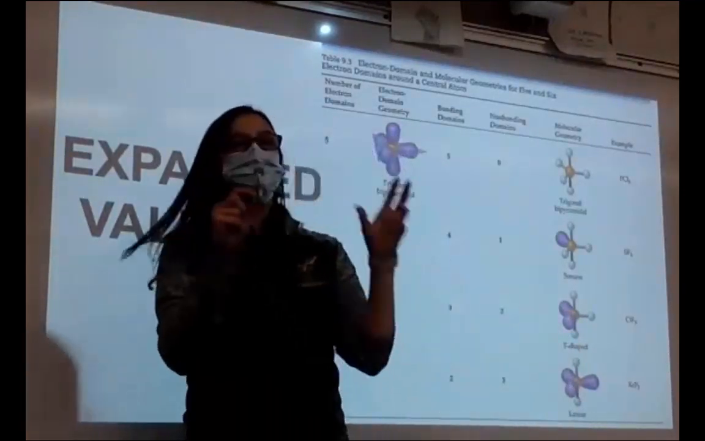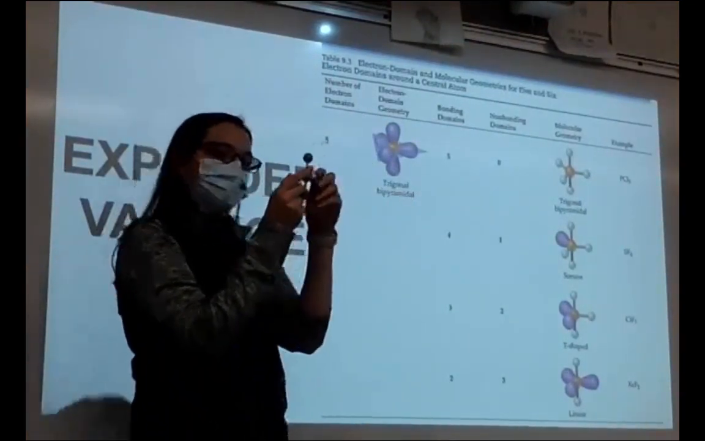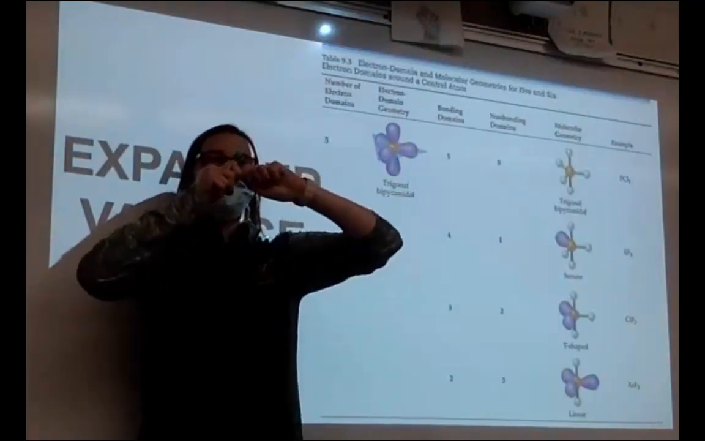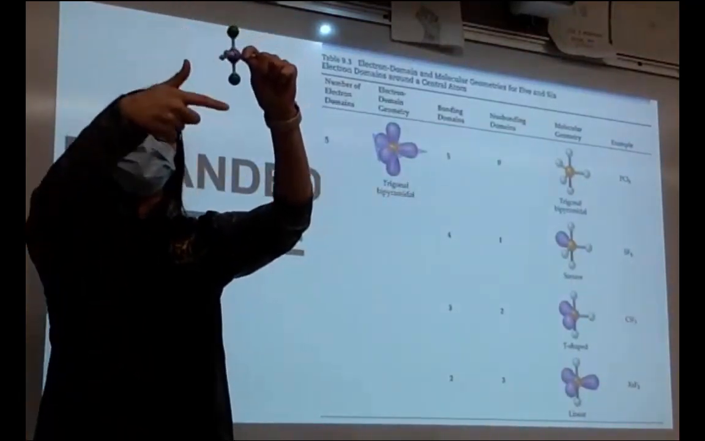Again, the lone pairs are as far apart as possible. And then finally, I remove the 3rd lone pair, again from equatorial, so that they're as far apart as possible. And now I have a straight line.